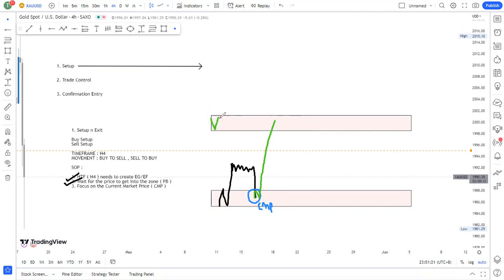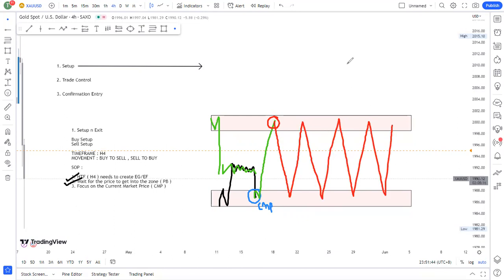For an example, H4 has a sell setup here, and then the pullback and get into the zone, and we need to focus on the current market price. Okay, you understand it? Yeah, understood. So the buy setup will end at the sell setup, and the sell setup will end at the buy setup, and keep repeating itself.